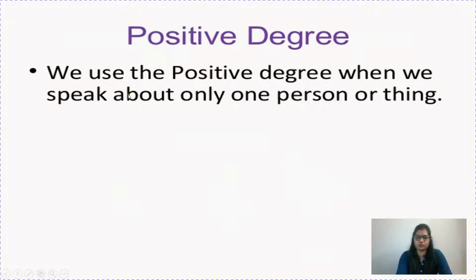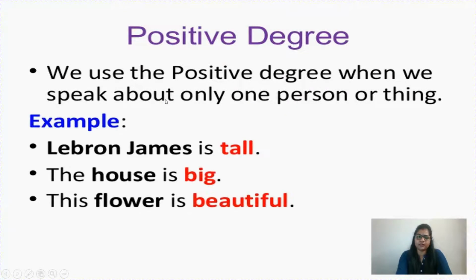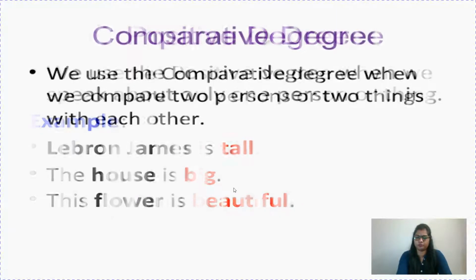Positive degree: we use positive degree when we speak about only one person or thing. Like LeBron James is tall. We are talking about only one boy. So we have written tall. The house is big. This flower is beautiful. So here we are talking about only one boy, house or flower. So simply we have written tall, big or beautiful.